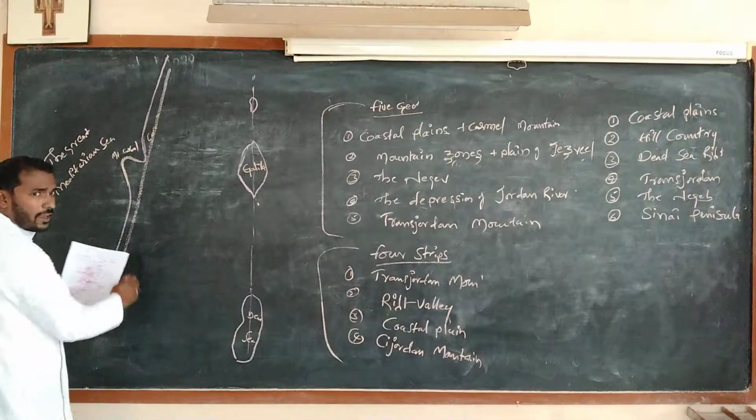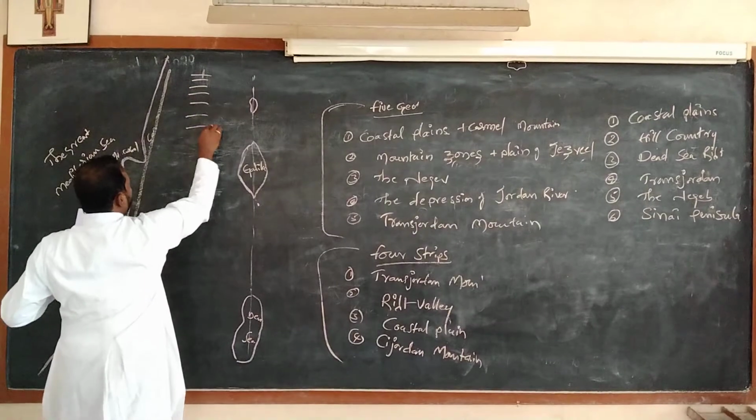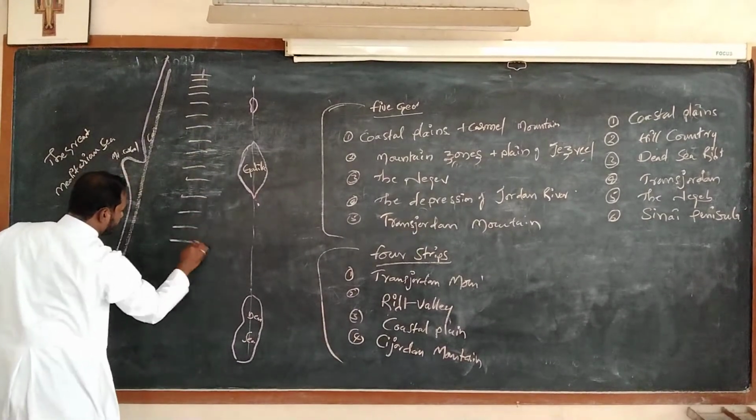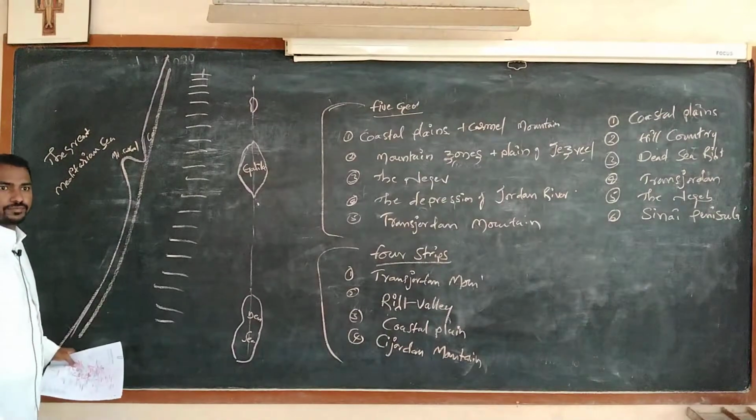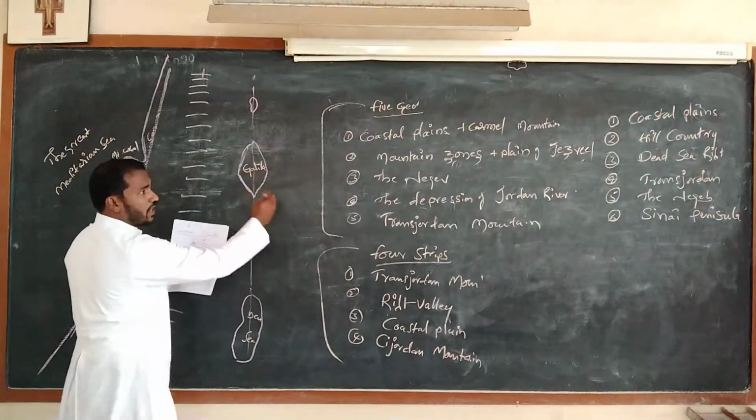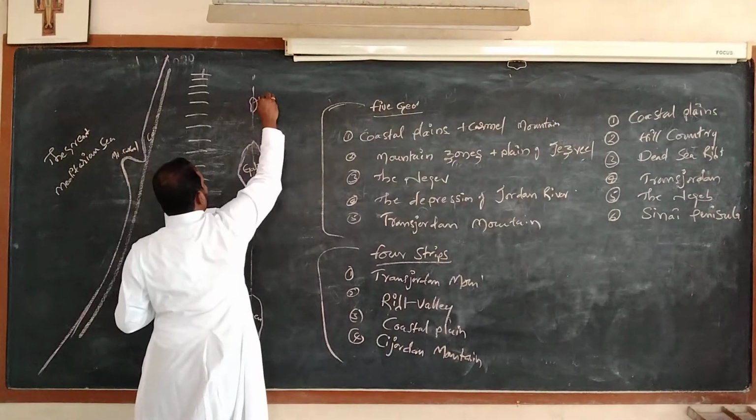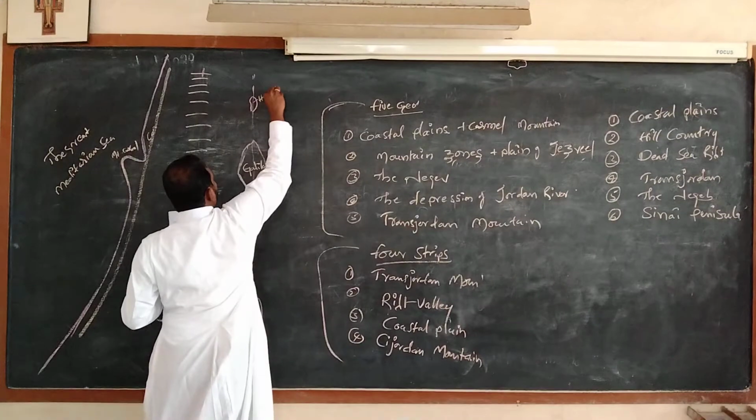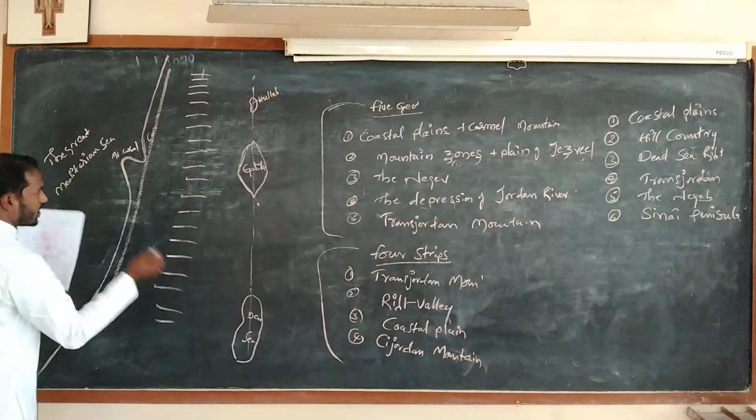After the coastal plain, there are hills. This is hill country. This is the rift, Dead Sea Rift. We have seen Dead Sea Rift. This is Hule Lake. Hule Lake, Galilee and the Dead Sea.